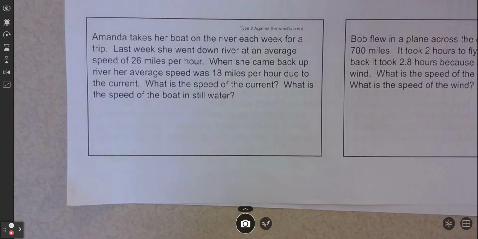Anyways, the wind. When you go with the wind, it's going to do what to you? Speed you up, and when you turn around, slow you down. Another type of problem: current. What is current? Where does current live? It's in water. Current has to do with water. Have you ever gone down a river in a boat?